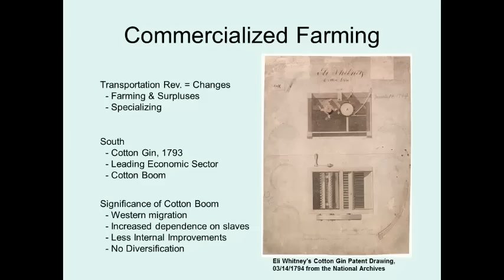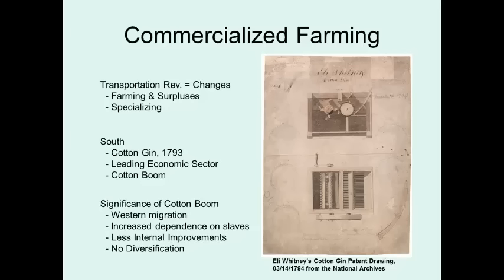But the problem with short staple cotton is that the fibers are really, really tiny, and it's filled with seeds. And these seeds were almost impossible to get out. It was so time consuming, it was so difficult that you wouldn't make any money growing short staple cotton because you'd spend all of your money trying to get these seeds out of it and clean it.